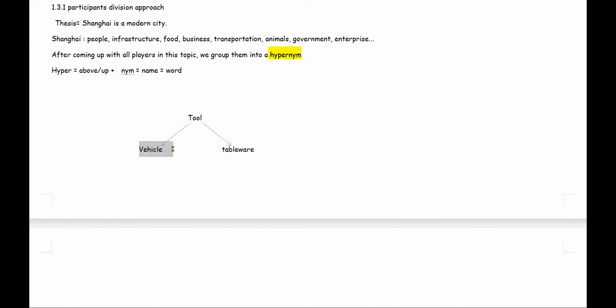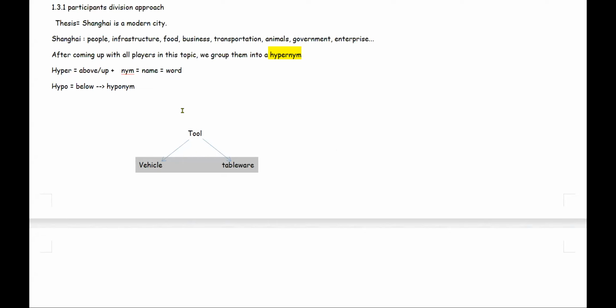And how about vehicle versus tool? Well, vehicle will be what we call a hyponym. Hypo, because hypo means below, right? So in this case, we have a new term called hyponym, all right? So between these two generations, we can claim that tool is the hypernym of both vehicle and tableware. And then tableware and vehicle, they're both the hyponym of tool, right?